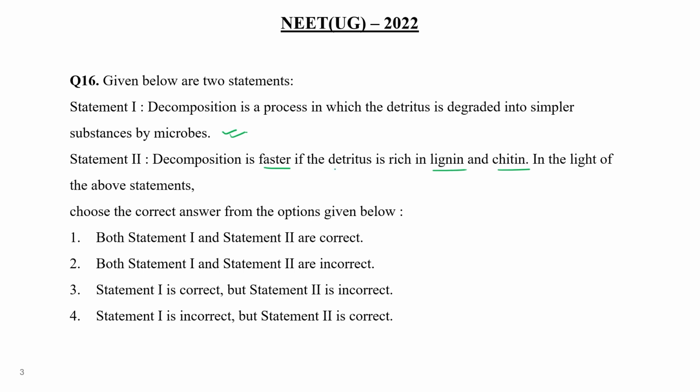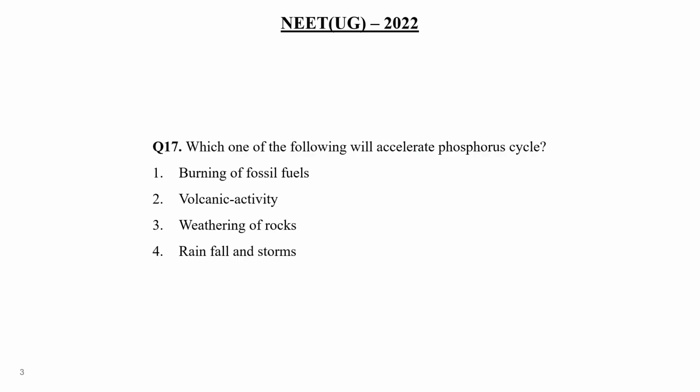And decomposition of detritus is faster if the detritus contains more carbon, nitrogen, and these types of nutrients rather than lignin and chitin. If lignin and chitin rich material is there, then decomposition is slower, not faster. So the second statement is wrong, while the first one is correct. So statement 1 is correct, second one is wrong. Now let's move to the next question.